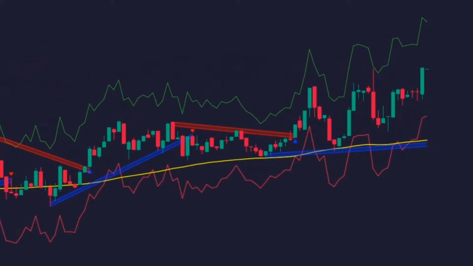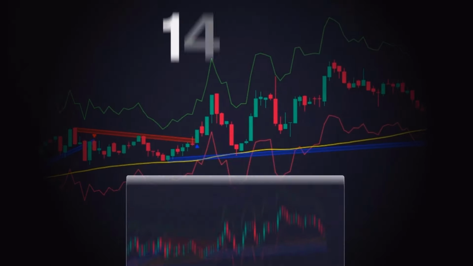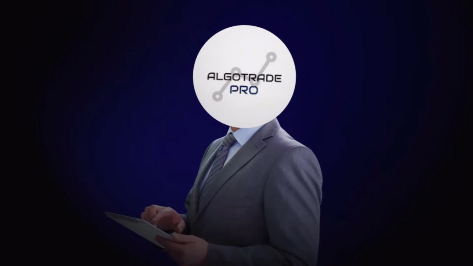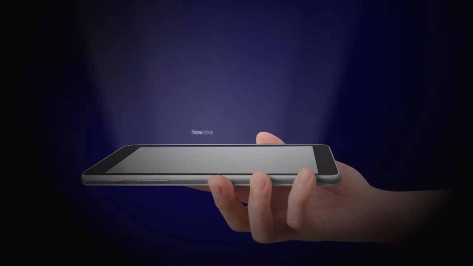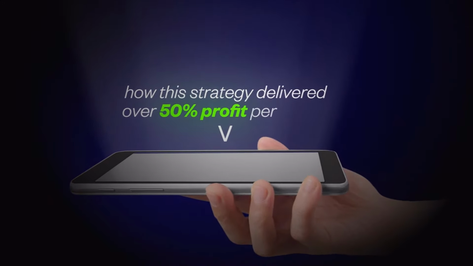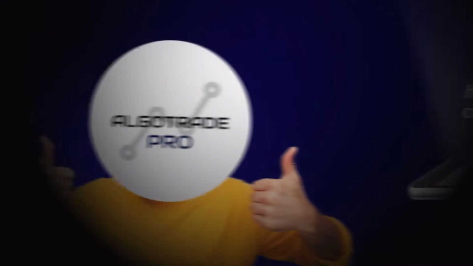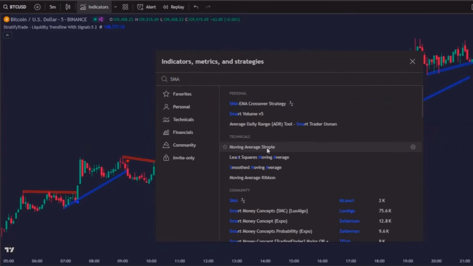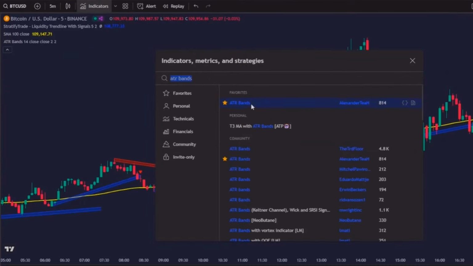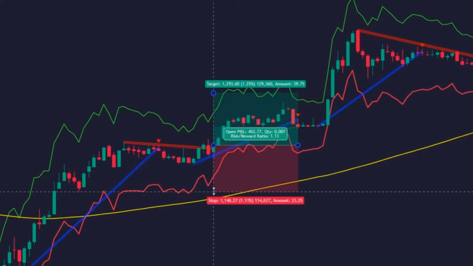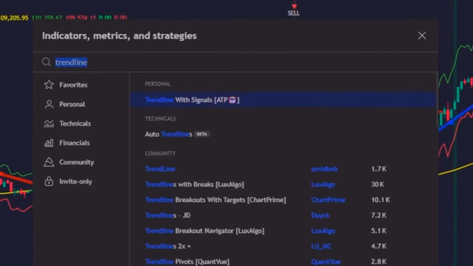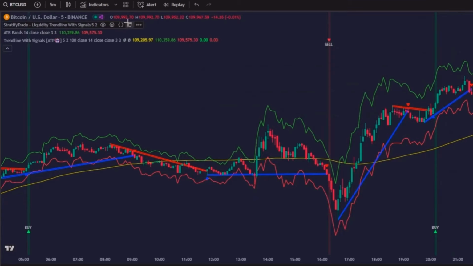So at this point, our scalping strategy is fully defined and ready to use. But before I show you the actual results, including how this strategy delivered over 50% profit per month, let me just make your life a little easier. Instead of adding all these indicators individually on your chart and checking each rule manually, I have created a custom TradingView script that combines everything into one powerful tool.